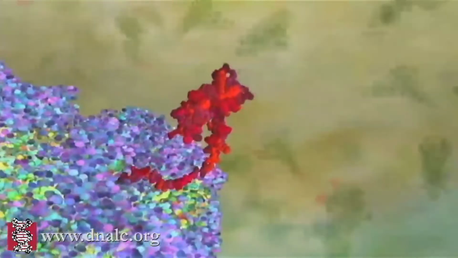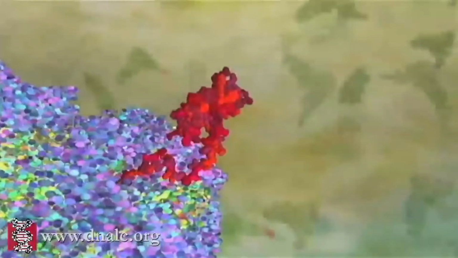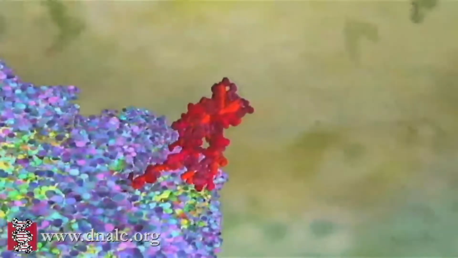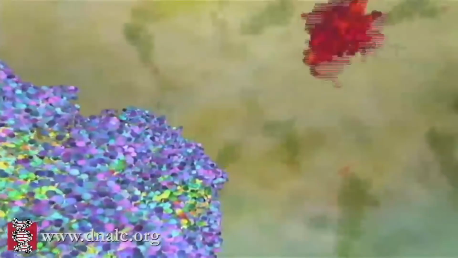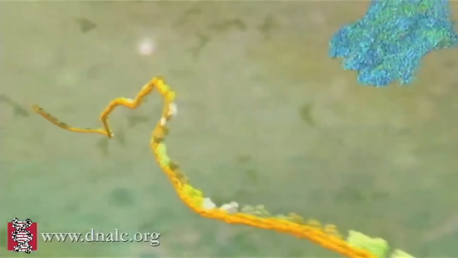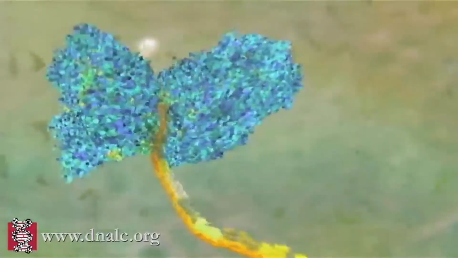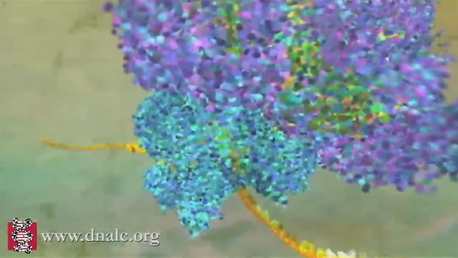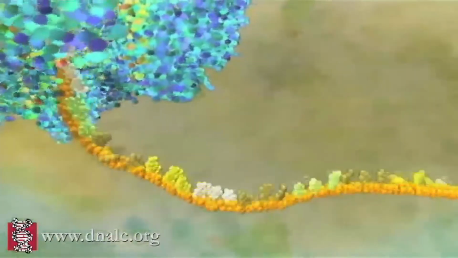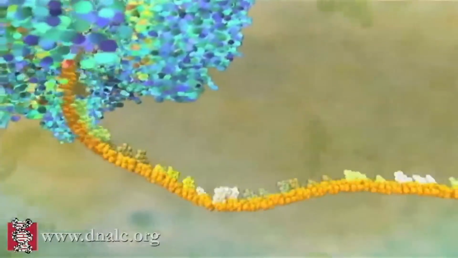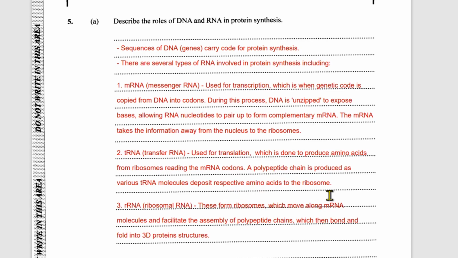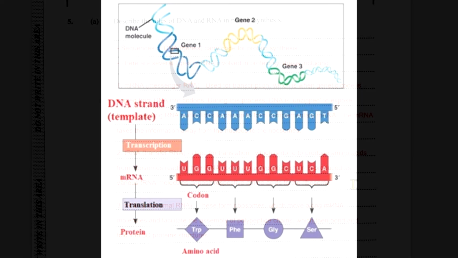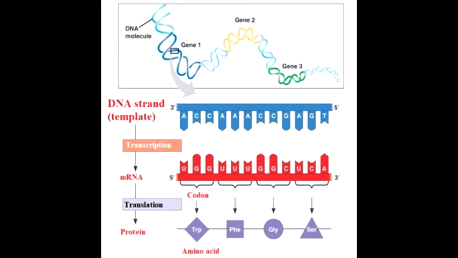With each one it deposits, it is going to build a polypeptide chain, and that polypeptide chain is then going to fold and become a protein, a 3D structure of protein, for example, an enzyme. So it's used to produce amino acids from ribosomes reading the mRNA codons. A polypeptide chain is produced as various tRNA molecules deposit the respective amino acids to the ribosomes. I'll put up a diagram so you'll see how this is done.